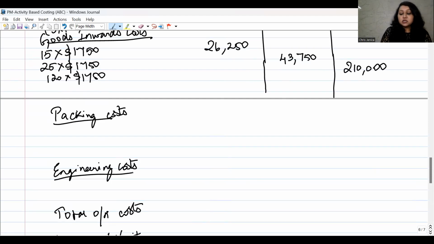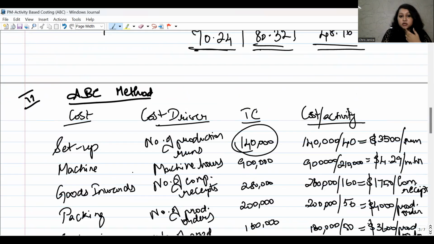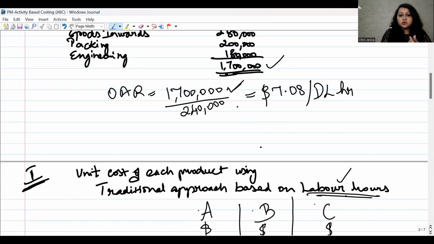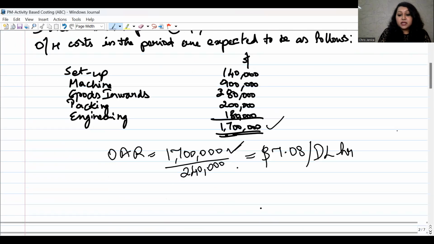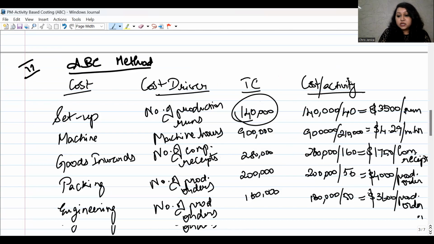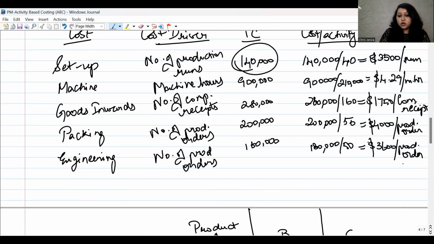Packing cost and engineering cost are going to be dependent on your number of production orders. The number of production orders were 15 orders for product A, 10 orders for product B, and 25 orders for product C. So totally it was 50 orders, right? And then what was the cost per activity that we found? It was $3,600 per production order.